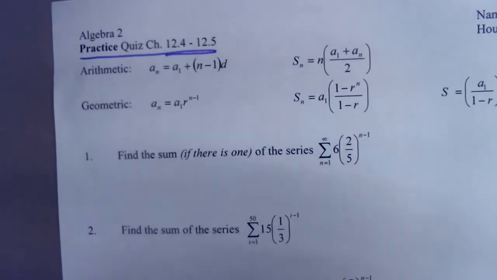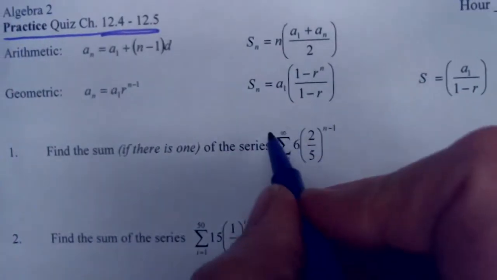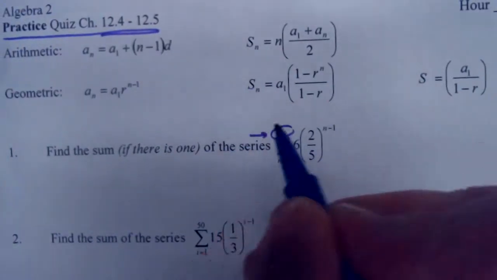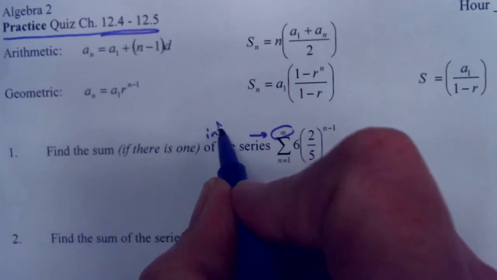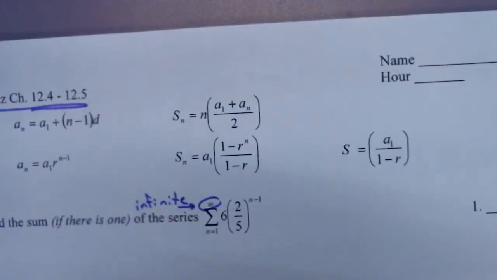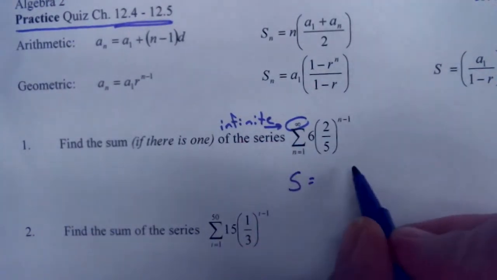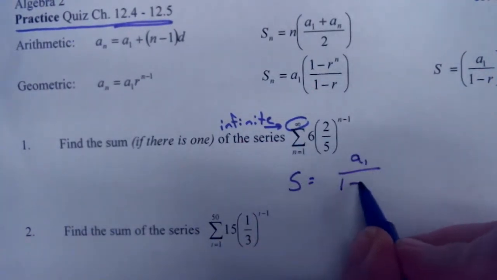All right, so number 1, I'm going to zoom in a little bit. Find the sum if there is one of this. It's an infinite geometric series, you can tell because there's an infinity sign on the top. Now the formulas are going to be on top of the page, but they're not going to be identified, so you have to know which one to use. This one, the sum of the infinite series, is the first term divided by 1 minus r.